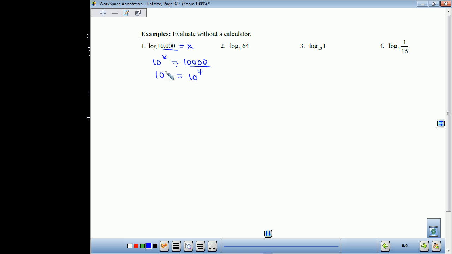So some of you may need to show this. Some of you may be able to look at it and go, oh, what power do I raise 4 to get 64? 3. And you're done. Others of you will still need to say, okay, 4 to the x equals 64. Ooh, that's 4 to the 3rd. So obviously x is 3.